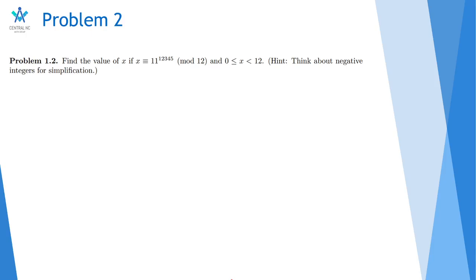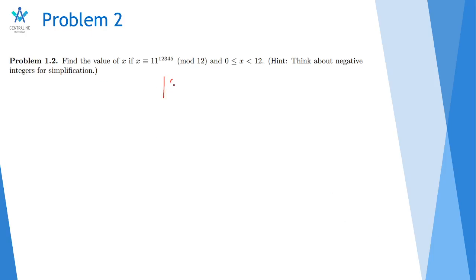Let's move on here. So find the value of x if x is congruent to 11 to the 1, 2, 3, 4, 5 power modulo 12 and 0 is less than or equal to x is less than 12. Okay, this seems intimidating at first because why is there such a big power? Well, think about negative integers for simplification. Let's take a look at negative integers. Let's say if we got that 11 down to a 1 or a negative 1, then we can easily take the power.